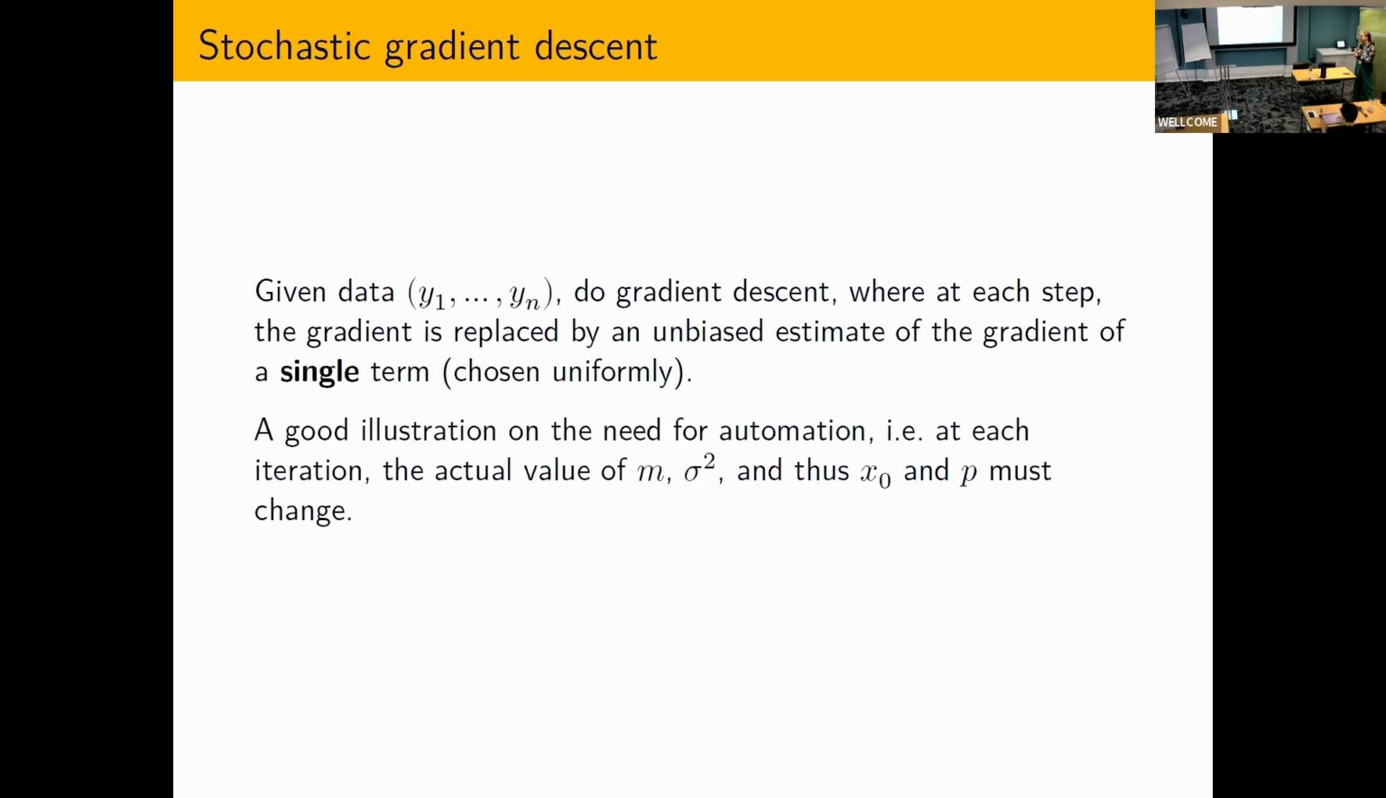And that's the main reason why we looked at this example: to justify why you really need an automated procedure to do this. We cannot stop at every stochastic gradient descent step to tune X0 and P. We want to do it on the fly. And the bootstrap is a good way to do it because it doesn't increase the computational cost that much.